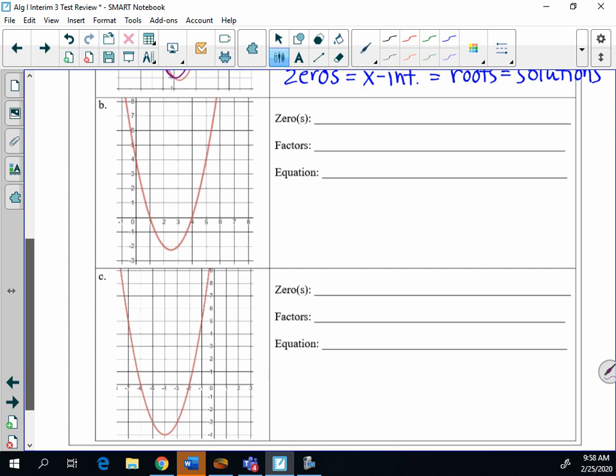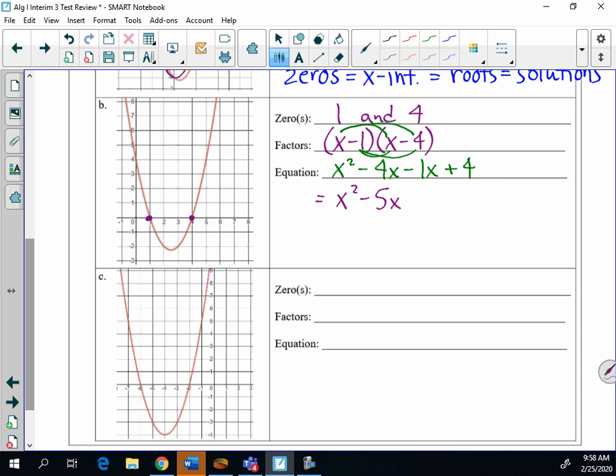Part B, let's do the same thing. We have our origin is here, so let's look for our zeros at 1 and 4. Then when we make factors out of those, we change the sign: x minus 1, x minus 4. And then let's multiply them together. X times x is x squared. X times -4 is minus 4x. -1, I could put -1 or just -x, and that's +4. So my result for my equation is x squared minus 5x plus 4.